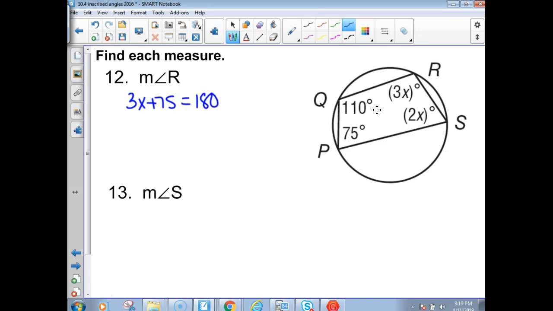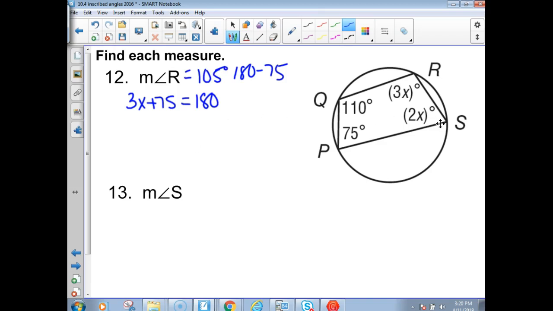But guys, what's supplementary mean? They add up to 180. Don't I already know what angle R is then? If this is 75? Yeah, you can just do 180 minus 75 and you've got the answer, 105. You don't even have to find x.